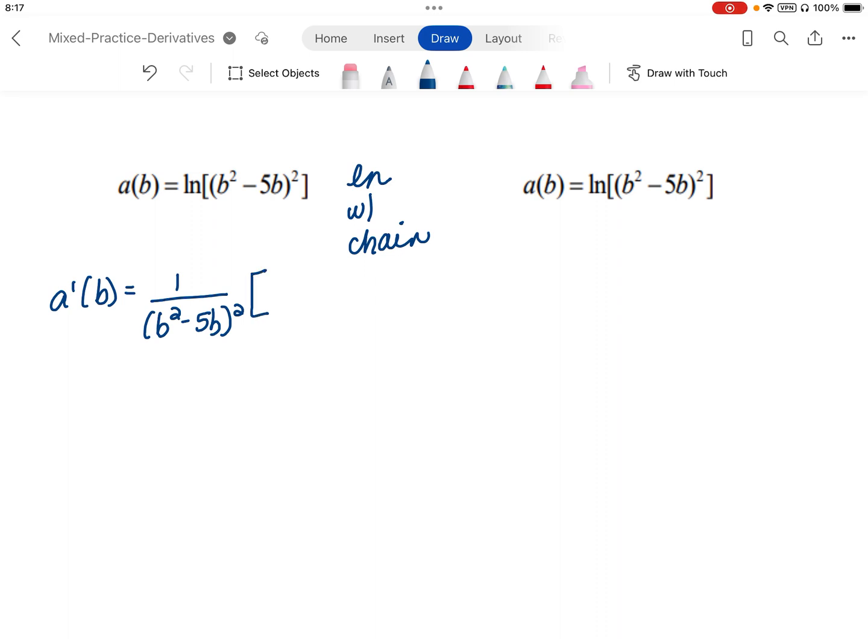Okay, so that is going to be 2, and then I've got b squared minus 5b to the 1. You don't have to write the 1. I'm just kind of emphasizing that my exponent decreased from 2 to 1. And then you remember to multiply by the derivative of the inside.